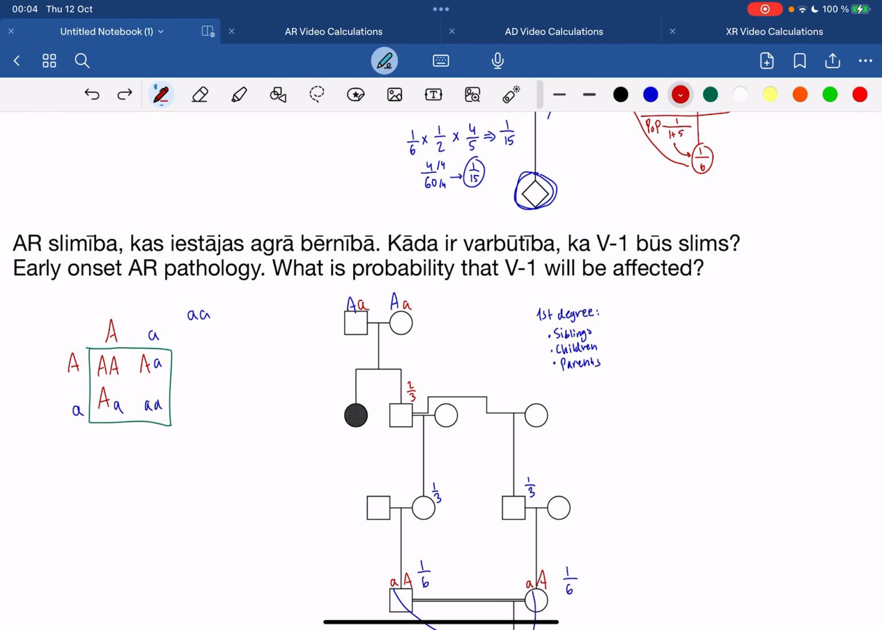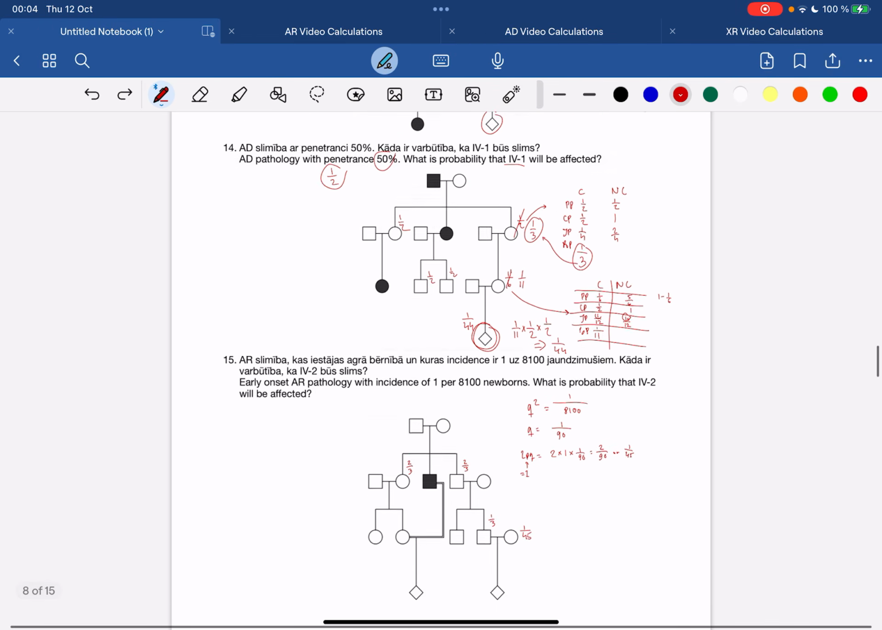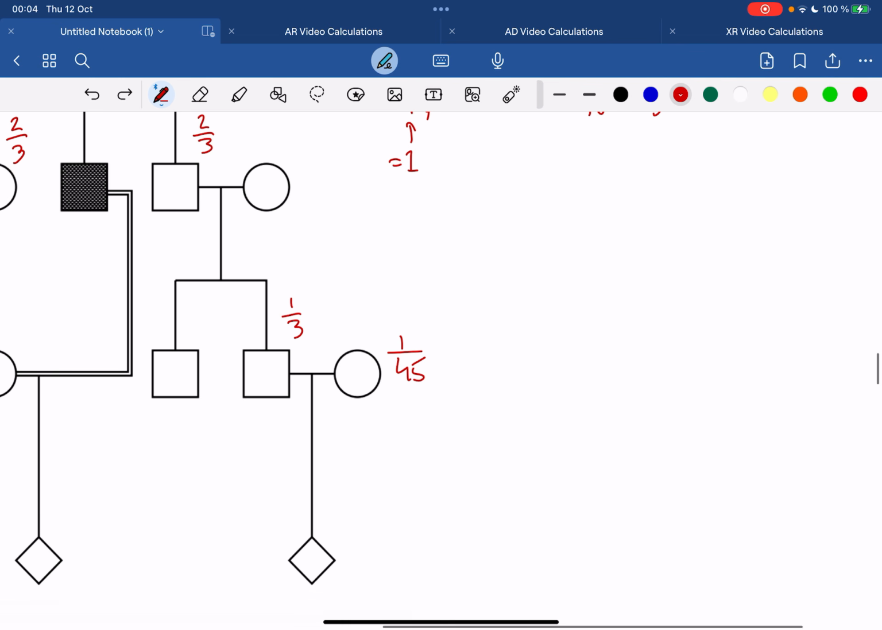So meaning that we have right here a 1 out of 4 chance for this child to be affected, times the chance for the mother to be a carrier, times the chance for the father to be a carrier, and this will be equal to 1 over 540.